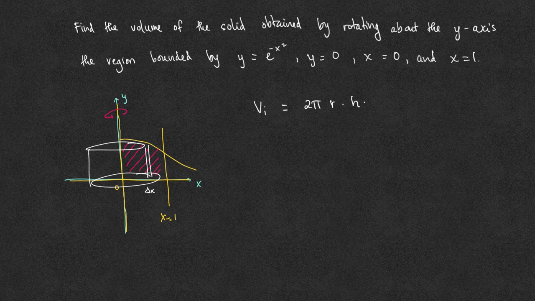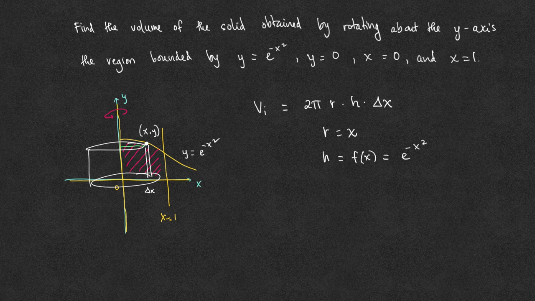is delta x. Because of the delta x, we need to express r in terms of x and h in terms of x. Where we slice the solid, we would label the point x, y. The radius is therefore x in this case, and so we have r equals x. The height is the value of the function, and in this case, it is the function y equals e to the negative x squared, and so the h is f of x, or e to the negative x squared.